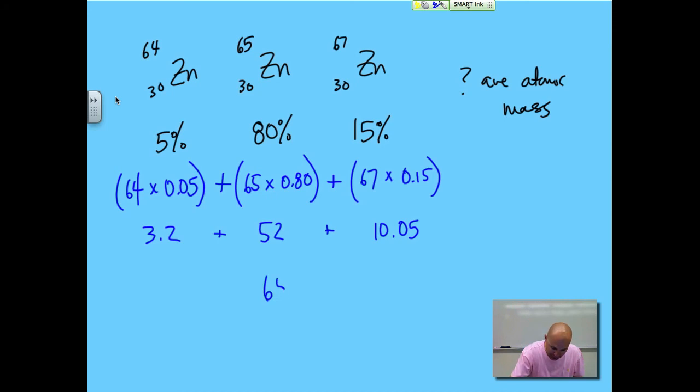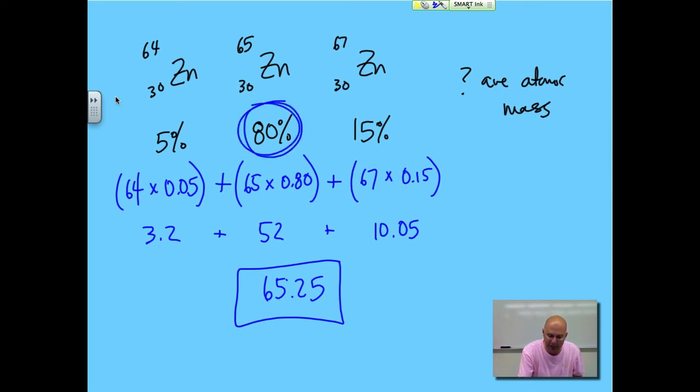So if we add those all up, you get 65.25, which makes sense because we have 80% here, so the average is much closer to 65. A little bit more because, of course, 15% versus the 5%. So there's a couple of reviews for the Chapter 4 atomic structure types of questions.